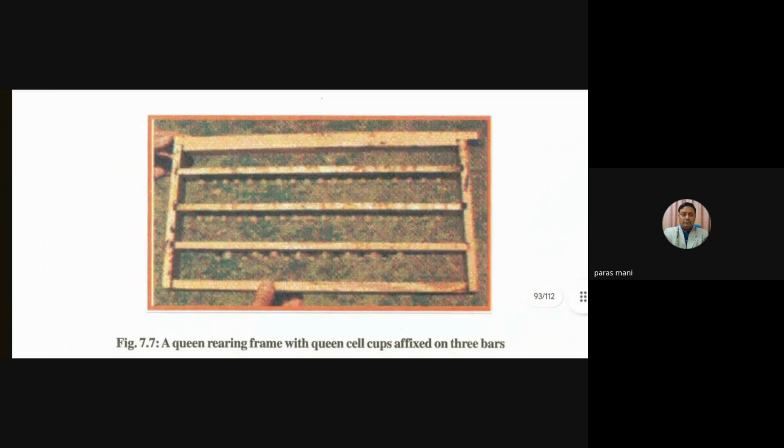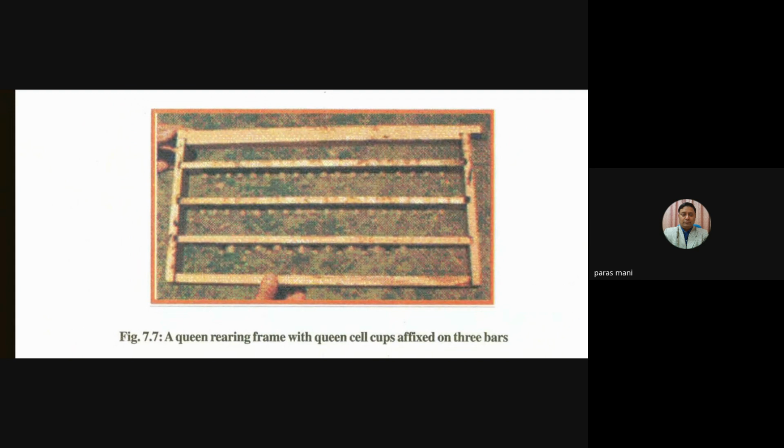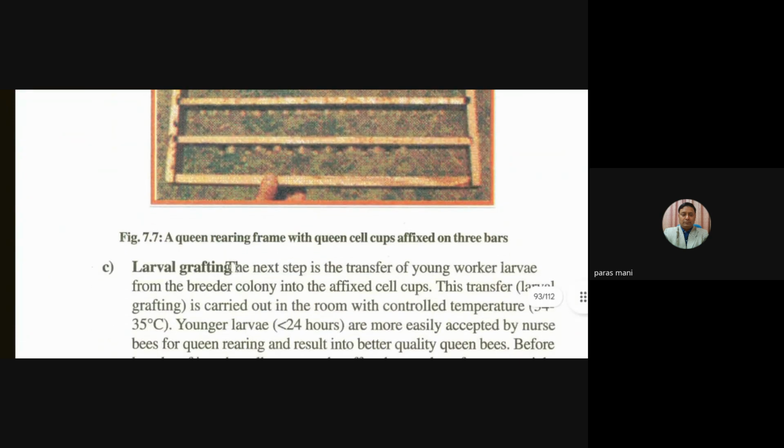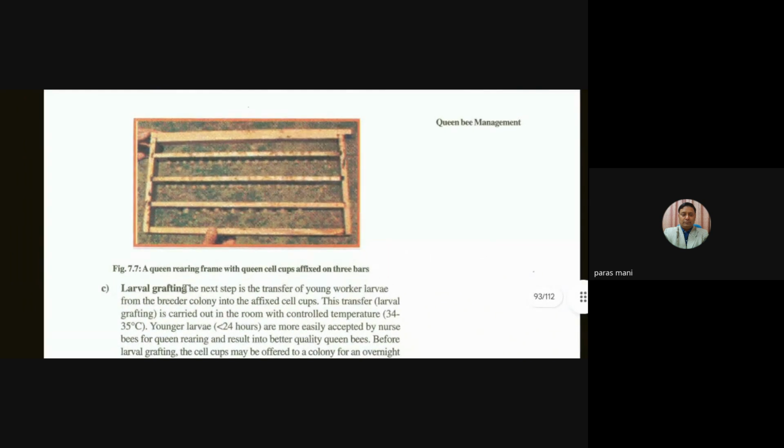If everything is standardized, you can use only one crossbar and graft all the queen cup cells on a single bar like this. Around 45 to 60 queen cells can be reared in one frame itself. For rearing queen cells in such large number, we need more nurse bees. Nurse bee population must be very high.